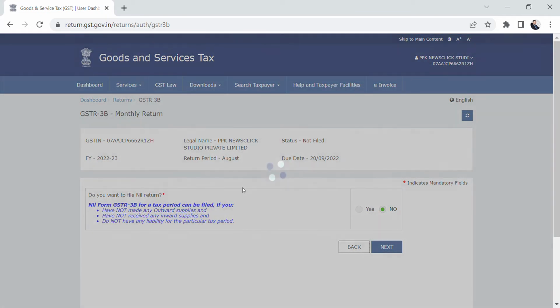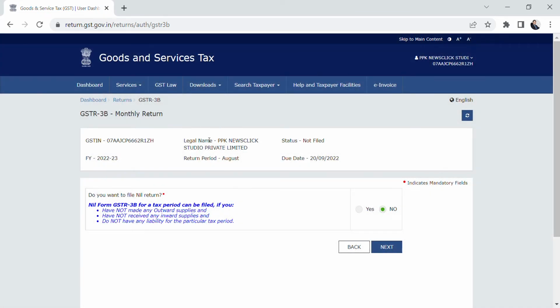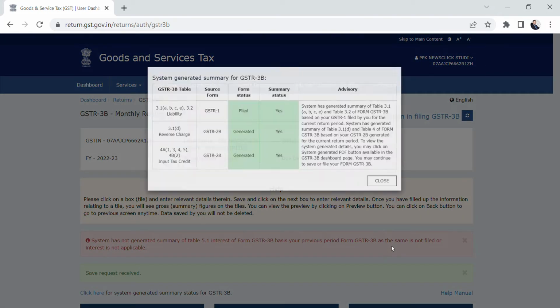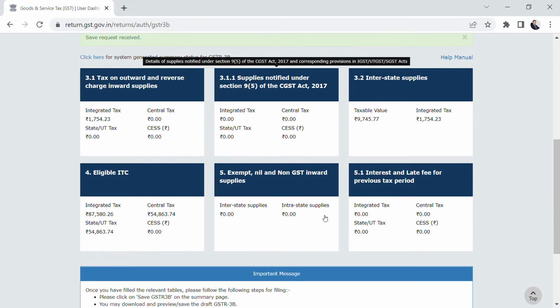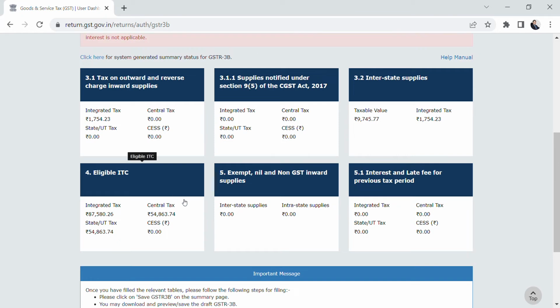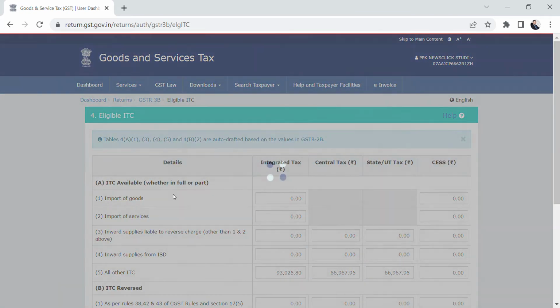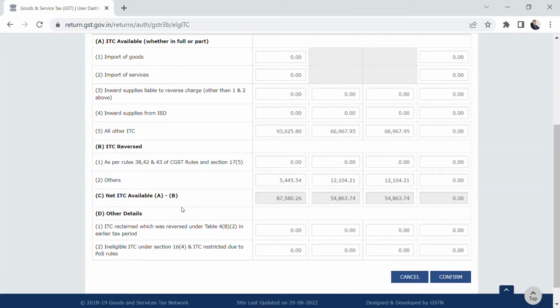GSTR-3B. We have to go to the services, returns, etc., and then we will move to the GSTR-3B. This return is not a nil return, so I'm selecting no and then moving to the next level. The key element for today's discussion is Table 4, as you can see on the screen. Table 4 of GSTR-3B pertains to eligible ITC. I'm clicking on it and then moving to the screen.